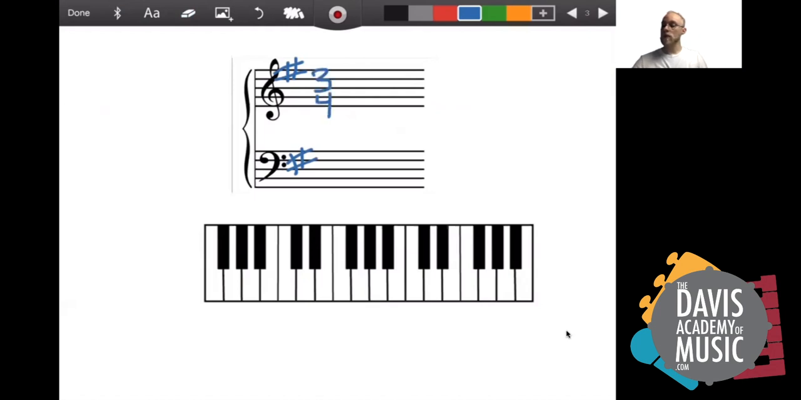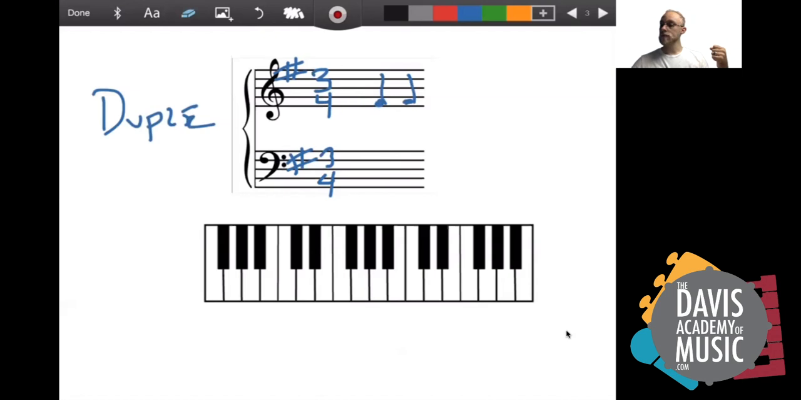Now, even though 3/4 is divisible by 3, the top number 3 is divisible by 3, we consider this a simple meter. It's one of the rare exceptions to the rule. So we're not going to divide everything into groupings of 3 eighth notes, and we're going to feel the pulse as if it were in duple, because it is. So oftentimes, a measure in 3/4 will look something like this, with 3 simple quarter notes.